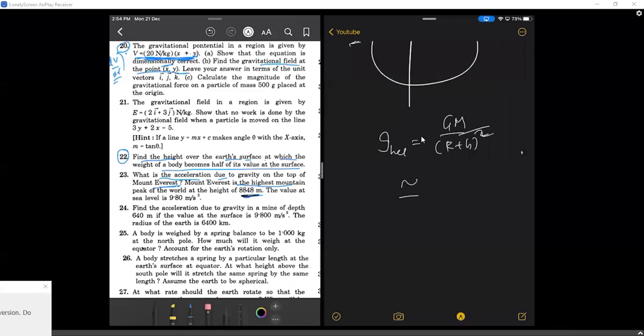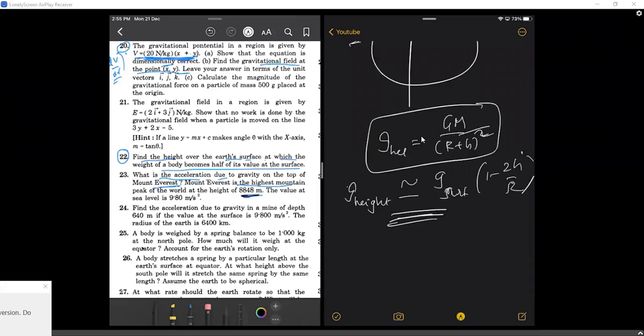Or you can simplify it by saying g at a height equals g, the normal g value, into 1 minus 2h by R. This is an approximation, I already told you. You can use this approximation or you can use the original value also.